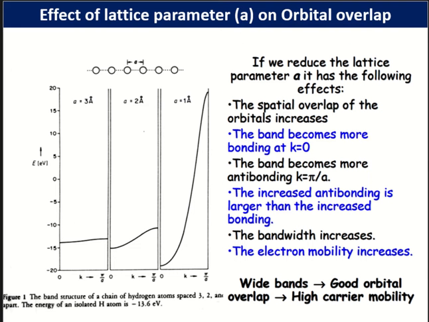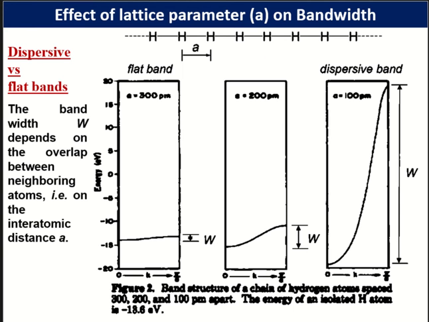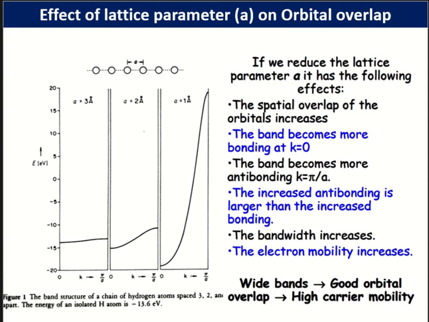This is related to the anti-bonding orbitals that increased in energy, which also means that the bandwidth increases. So we say that the bandwidth has increased when the distance between the atoms is reduced, or the unit cell constant A is reduced, and so the electron mobility will increase within the band. This is called a wide band, with good orbital overlap, and high carrier mobility is obtained in this kind of band.